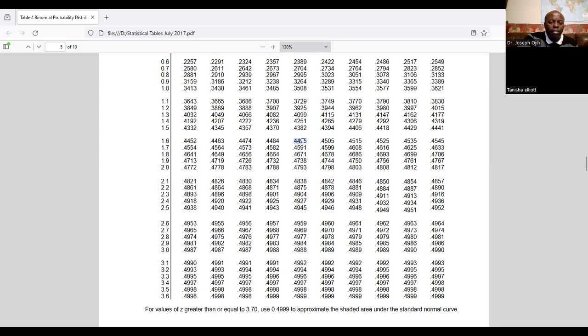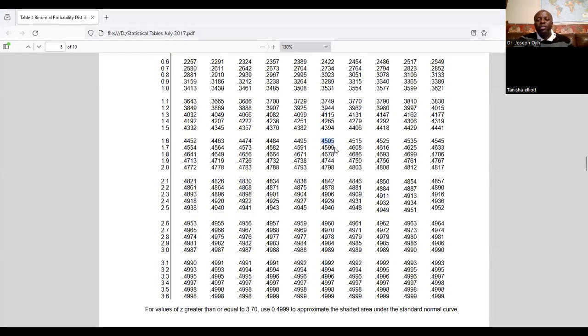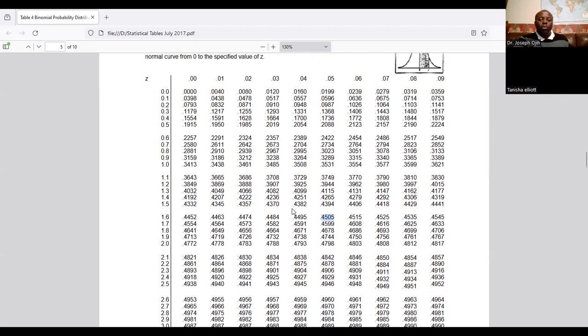Both of them are 5 points away. If you do 4500 minus 4495, ignoring the decimal, it is 5 points away. The other one is also 5 points away. This number here, 4505 minus 4500, is also 5 points away. So when they are equally close like this, choose the bigger number, which is this one.